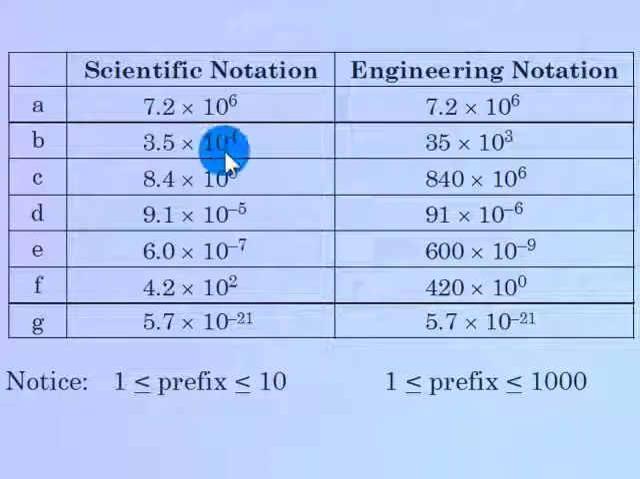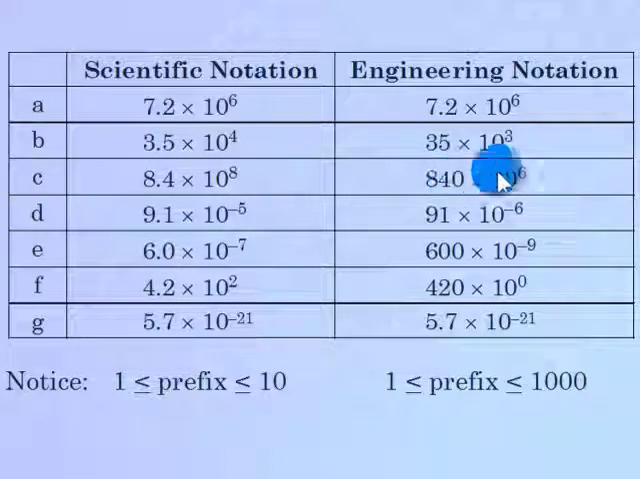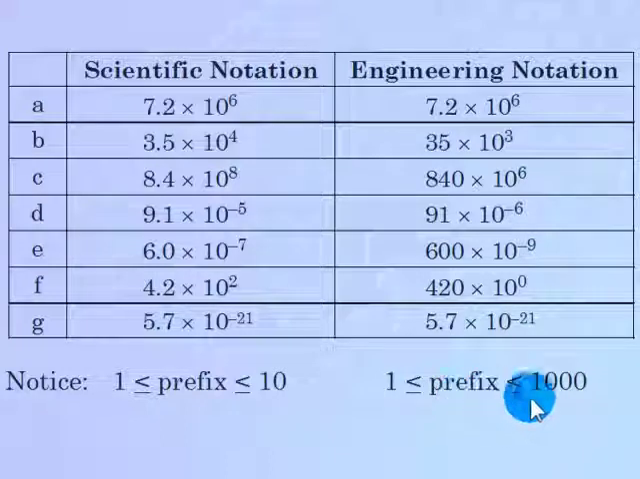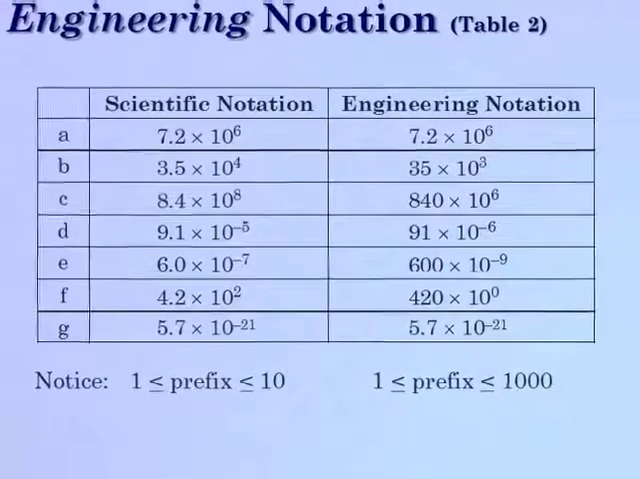If we have a number like 3.5 times 10 to the fourth, to convert that to engineering notation, to get that exponent to be a multiple of 3, we're going to have to change 3.5 to 35. Or 8.4 times 10 to the 8th, to get that 8 into a multiple of 3, we'll go to 6, we'll have to change 8.4 to 840, and so on. In each case, the prefix in the scientific notation is always between 1 and 10, but in the engineering notation, you'll notice that the prefix can be between 1 and 1,000.